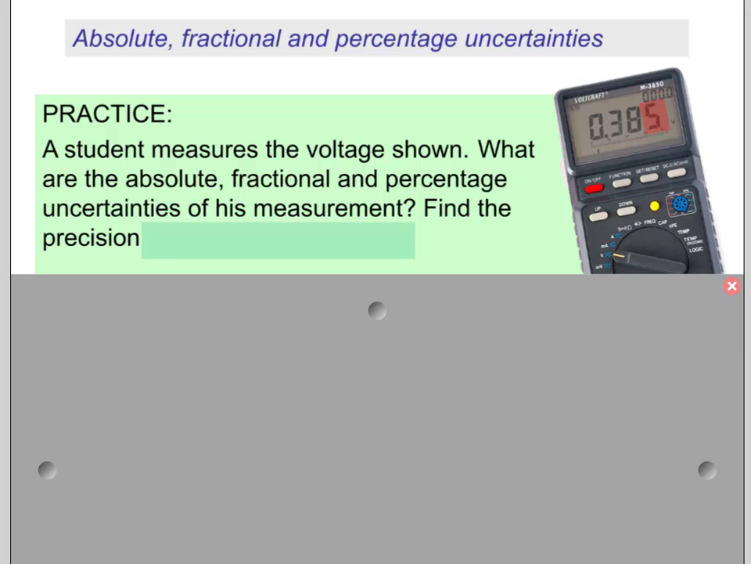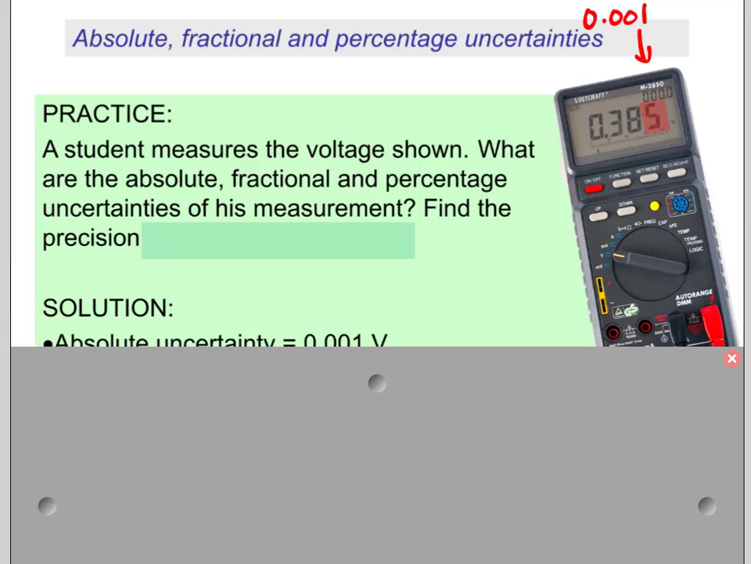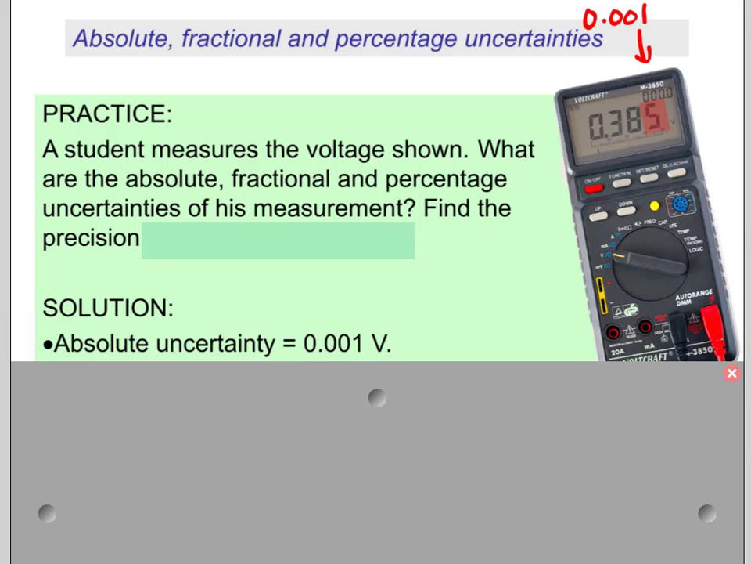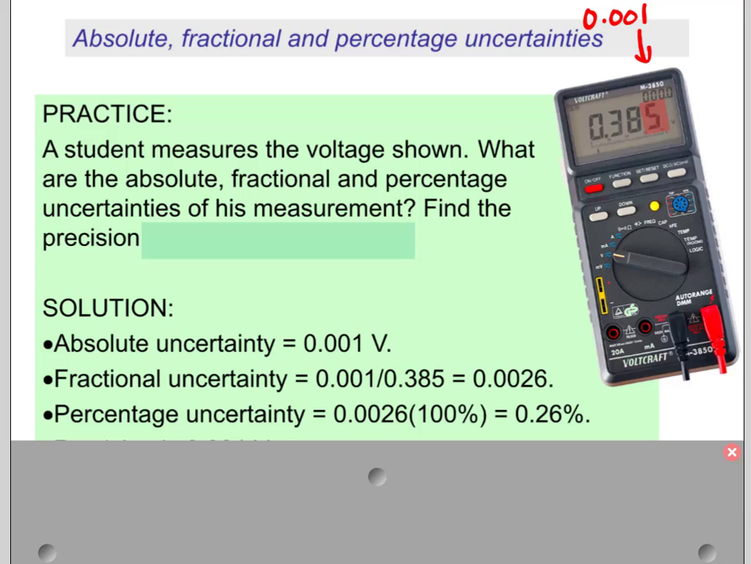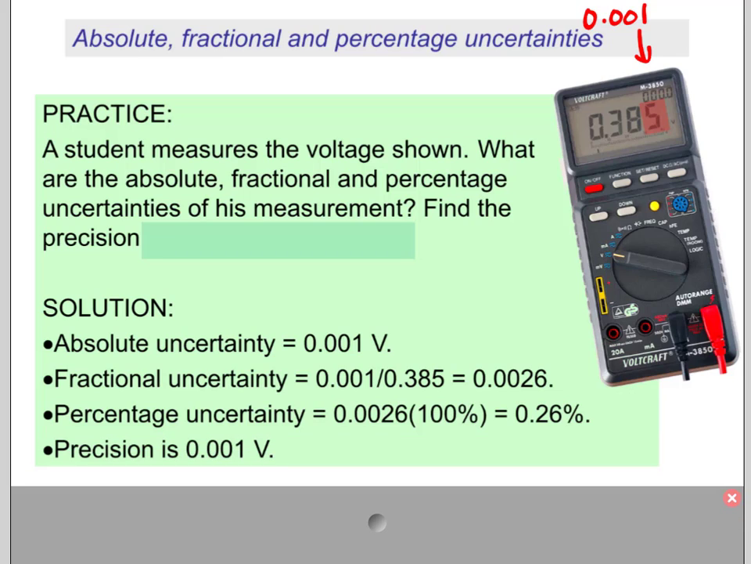All right, so if we have another green box here, a student measures the voltage shown. What are the absolute, fractional, and percentage uncertainties of this measurement? Find the precision. So if you look over here on the voltmeter, we are accurate to 3 decimal places. Okay, so 0.001 would be the smallest value we can measure. So our absolute uncertainty in this case would be 0.001. It would match up. Okay, the fractional uncertainty, if we took that 0.001 and divided it by the measured quantity of 0.385, we would get 0.0026. Okay, if we turn that into percentage uncertainty, we're simply multiplying that by 100. So we have 0.26%, so we're less than 1%. And our precision is 0.001 volts, which is the accuracy of the tool. And because these two things happen to be the same, that's okay.